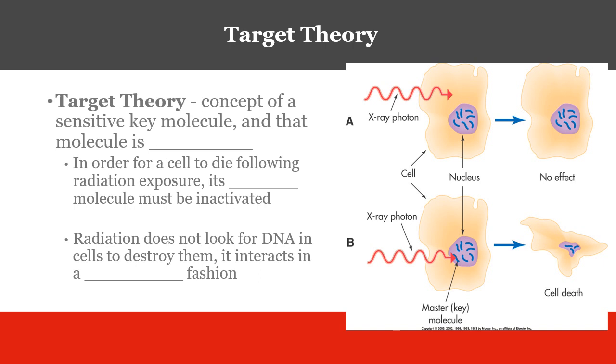The target theory is the concept of a key sensitive molecule, or sensitive key molecule, and that molecule is DNA. In order for a cell to die following radiation exposure, its target molecule must be inactivated. Radiation does not look for DNA, it's going to interact in a random fashion. So the theory is that in order to kill a cell, you have to hit the DNA.